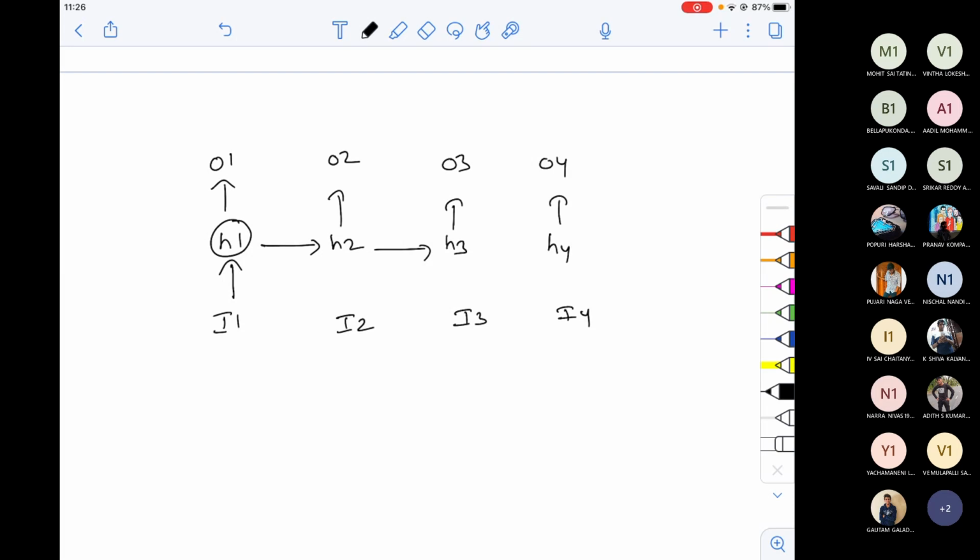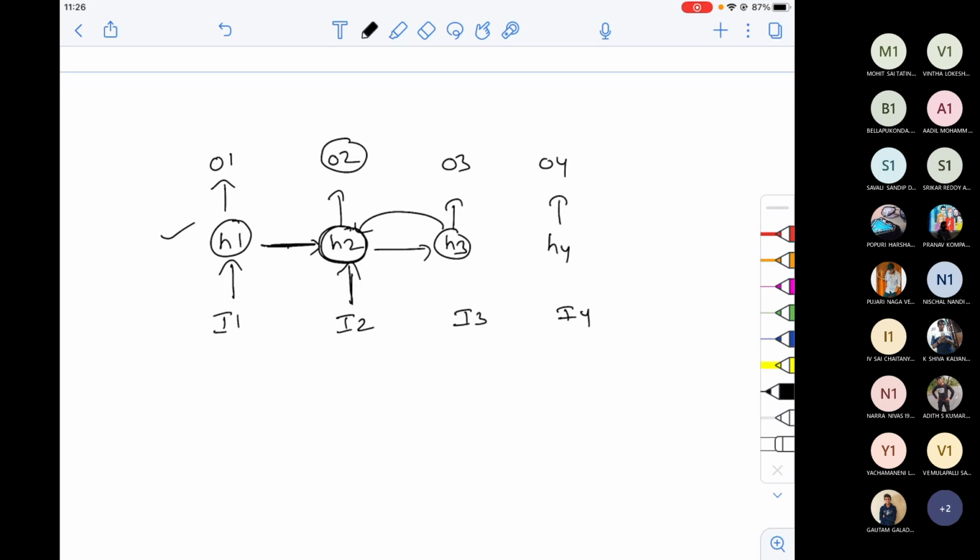Now, this hidden state H2 receives input from I2 and from H1, to finally get O2. Now the question is, why should H2 receive input only from H1 and I2? Definitely sometimes H3 can influence H2, but that influence was not there here. H1 is influencing H2, and H2 is influencing H3 to get O3.